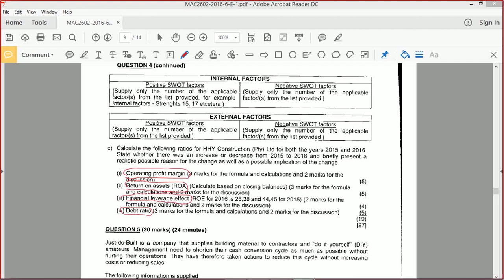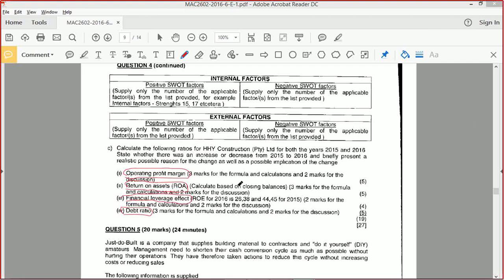Operating profit margin. I'm going to go to the textbook and just copy the nice, well-written formula. So we've got it here. I'm looking for profitability. Here it is, gross profit margin. I'm looking for operating profit margin. Okay, so this is the formula that you are going to need in order to do this question.